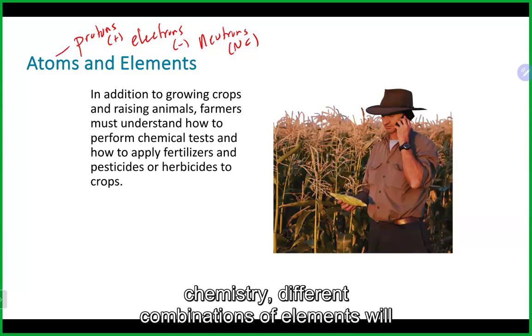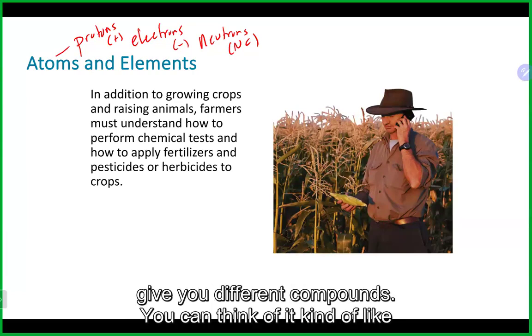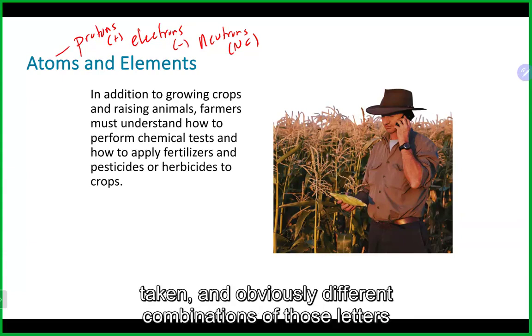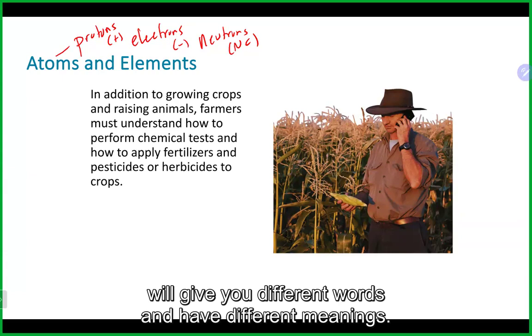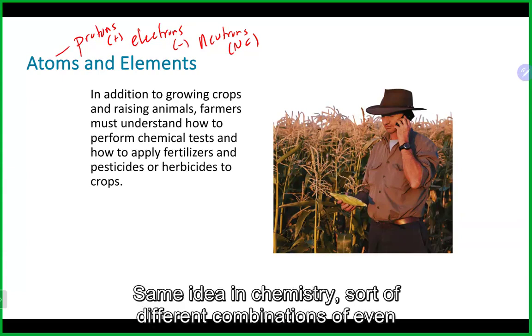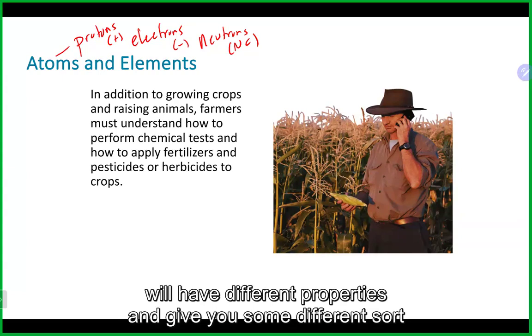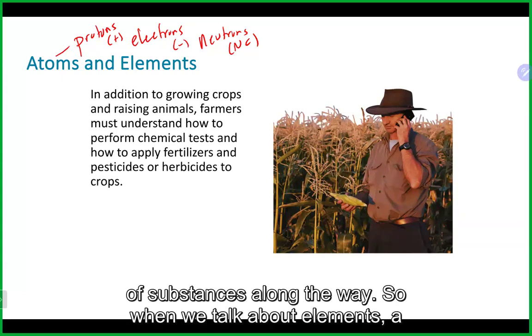Different combinations of elements will give you different compounds. You can think of it kind of like the alphabet, right? I think there's still 26 letters, give or take. And obviously different combinations of those letters will give you different words that have different meanings. Same idea in chemistry: different combinations of even the same elements will give you different compounds, which will have different properties and give you different substances along the way.